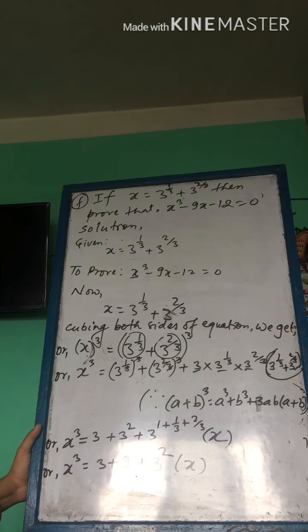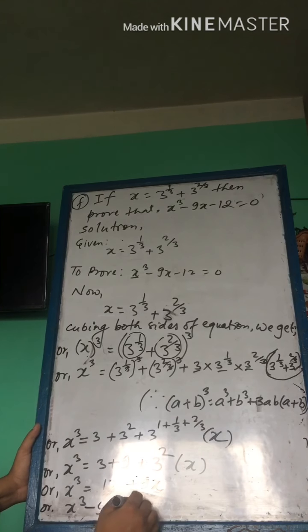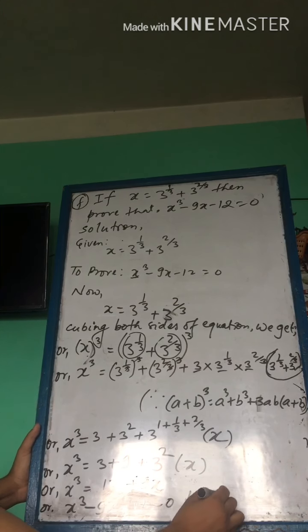Okay, x cubed equals how much? 9, 10, 11, 12, plus 9x. Now bring all these to this side. On the left hand side, what will we get? x cubed, it has a plus sign. When it comes to this side, it will be minus. It has a plus sign. Bring 9x, minus 9x, minus 12 equals 0. Hence, proved.